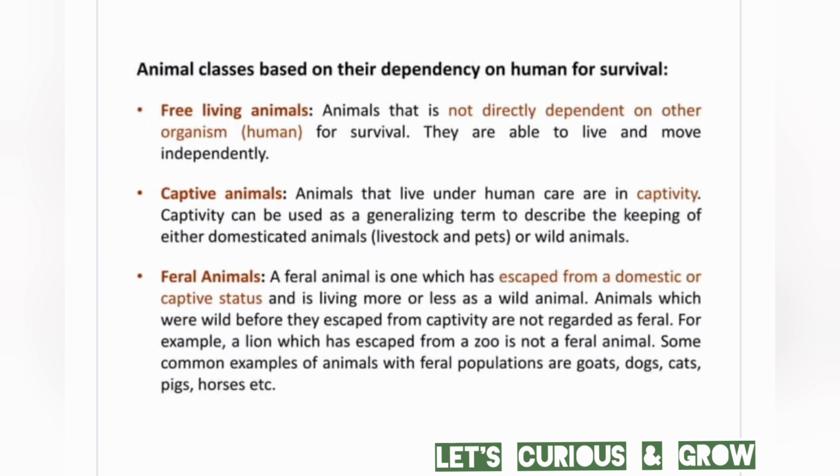The free living animals are not directly dependent on other organisms like humans for their survival. They are able to move and live independently. Captive animals are those animals which need human care. Next, the feral animals are those which have escaped from a domestic or captive state. For example, a lion which has escaped from a zoo is not a feral animal anymore. Some common examples of animals with feral populations are goats, dogs, cats, pigs, horses, etc. So these are the three different categories through which animals are classified based on their dependency on humans for survival.